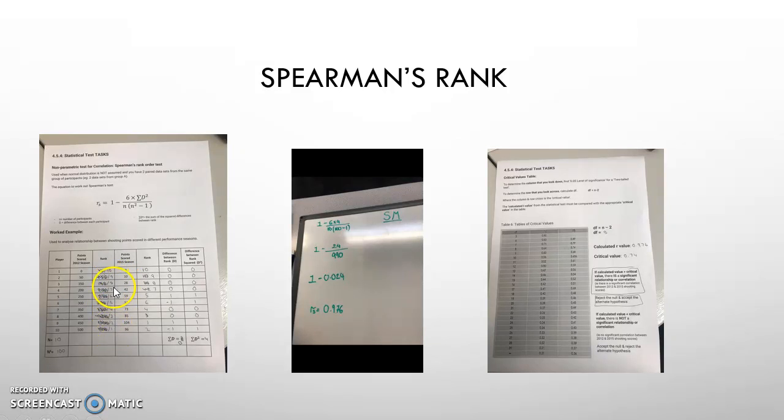I think this one's been scribbled out a little bit. That's probably, I believe that's 8. 10, yeah, that should be 8 there. Points scored in the 2015 season. So you've got 10, 9, 8, 7, 5, 6, 4, 3, 1, 2.